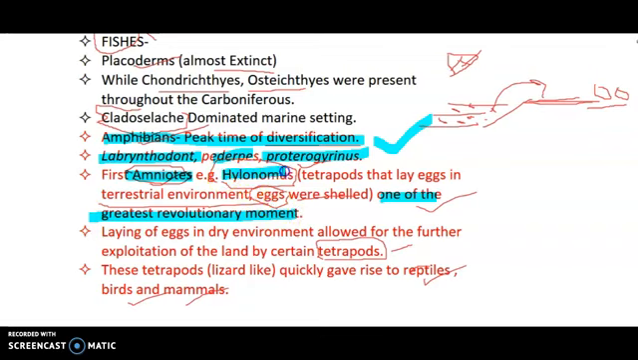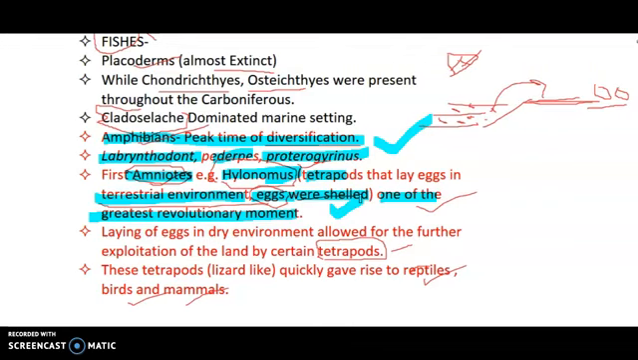It was the appearance of Hylonomus. It was a tetrapod that laid eggs in the terrestrial environment. Previously, amphibians were laying eggs in the aquatic environment, and during the maturation period they lived in the terrestrial environment. But Hylonomus, an amniote, laid eggs in the drier environment and its eggs were shelled. That's why the eggs were able to survive in the dry environment.